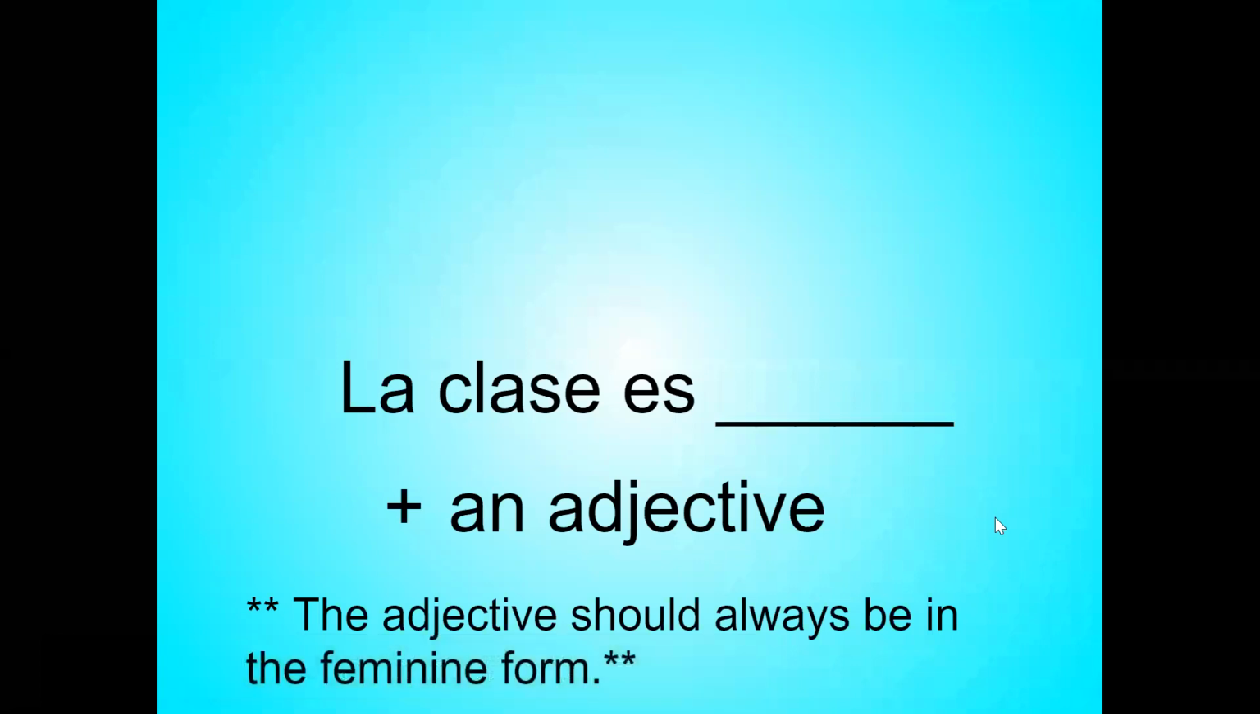To describe a class, you would use the sentence starter, la clase es, and then insert an adjective. So you're saying the class is, and then whatever adjective you want to use to describe the class. Notice that the adjective should always be in the feminine form when describing a class because clase is a feminine word.